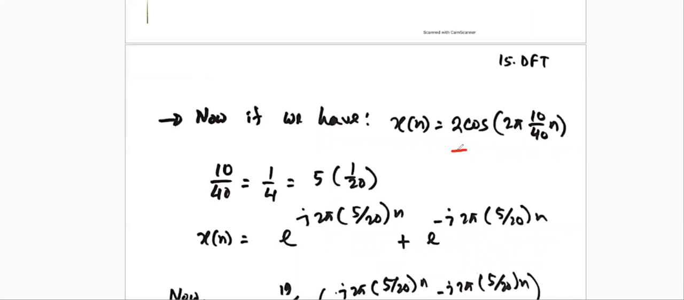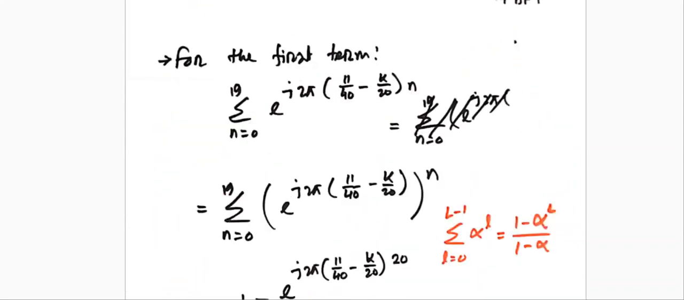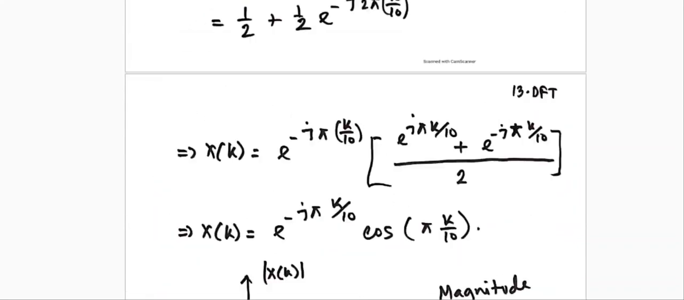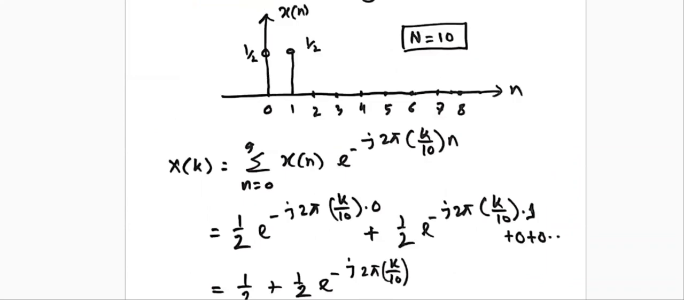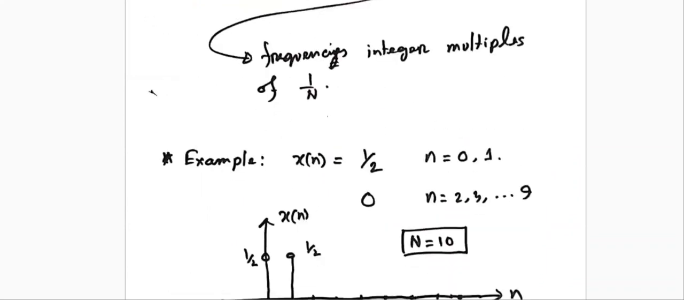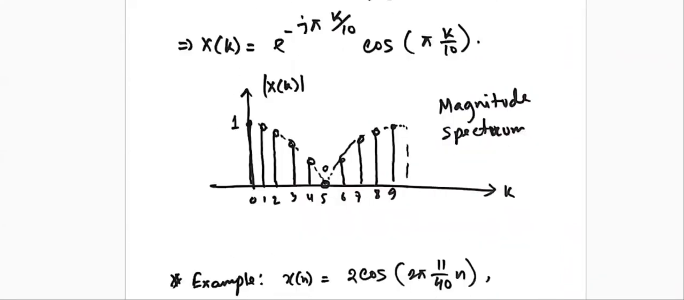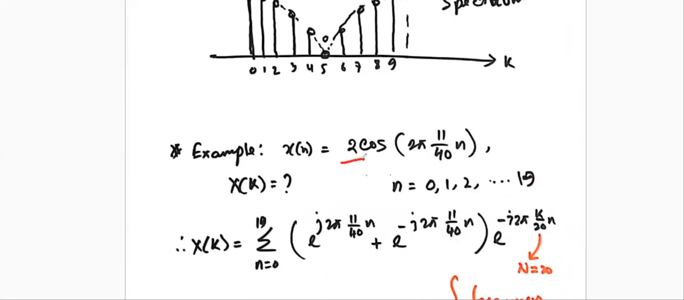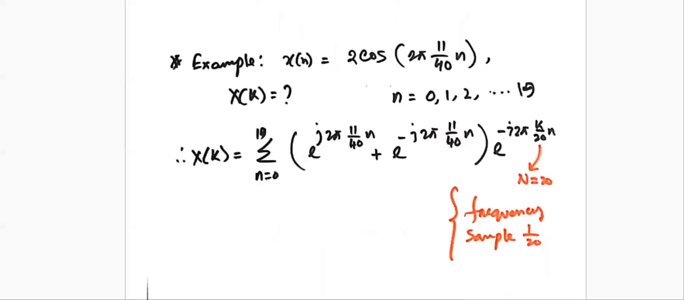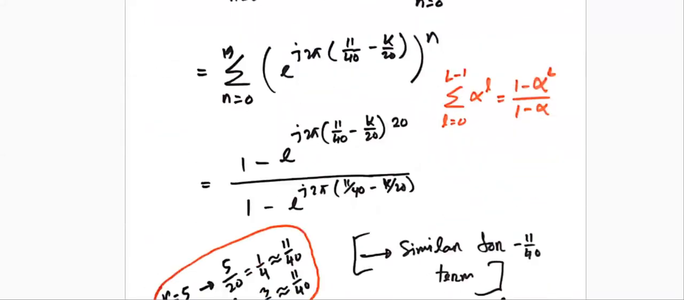If the signal is like this, let me check the previous section. Maybe there is a mistake in the notation? Okay, yeah, there is a 2. I was just wondering whether I had given the 2 there.